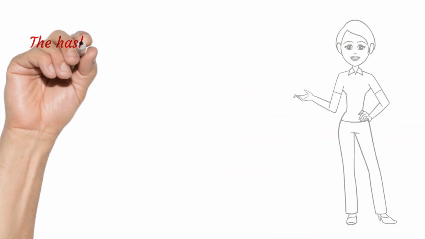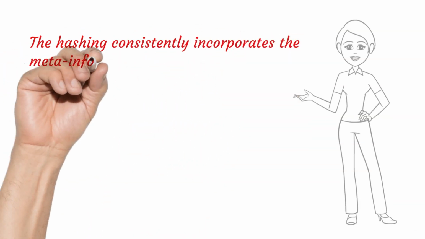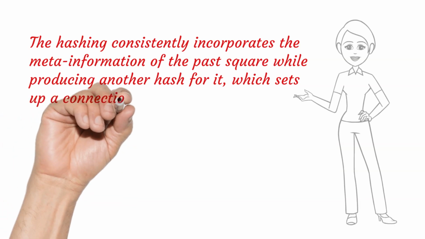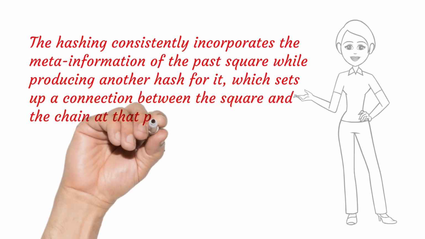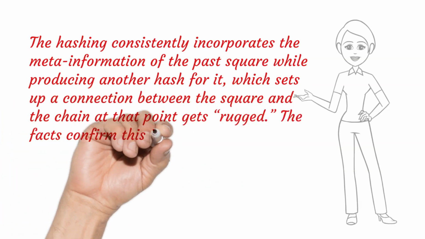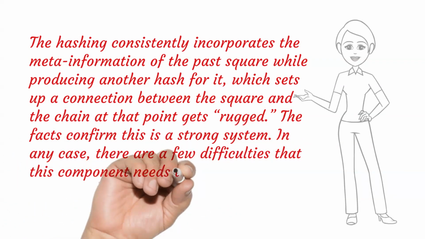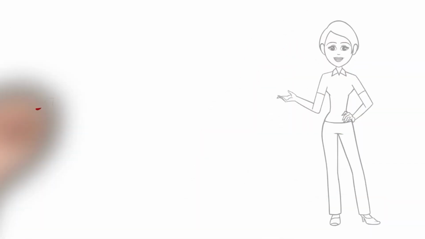The hashing consistently incorporates the metadata of the previous block while producing another hash for it, which sets up a connection between the block and the chain that then gets rugged. The facts confirm this is a strong system. In any case, there are a few difficulties that this component needs to survive.